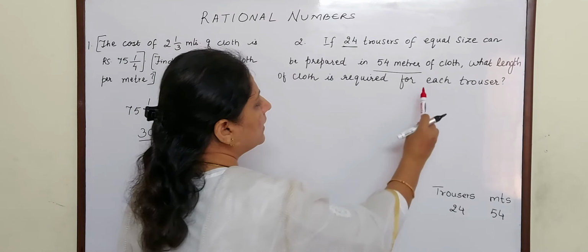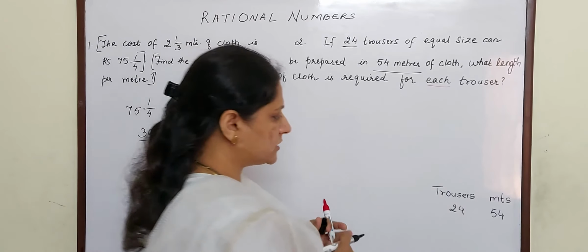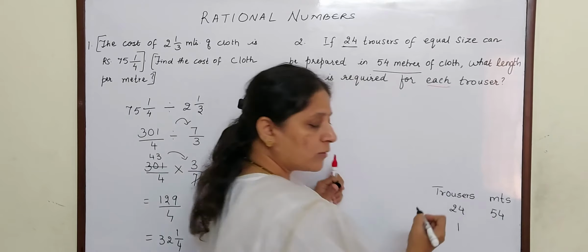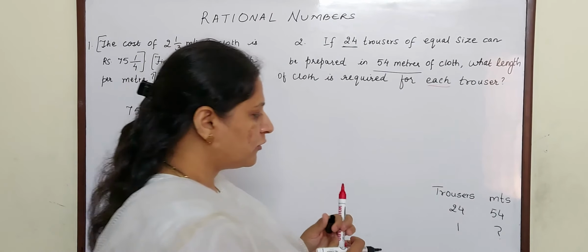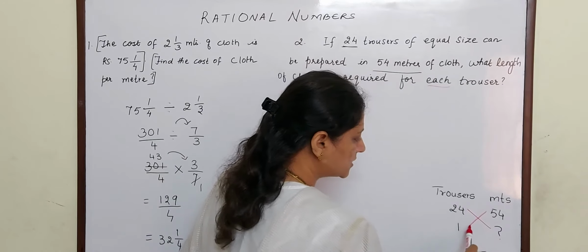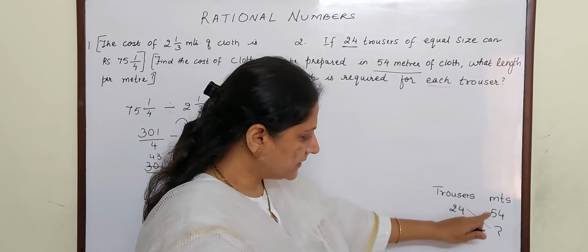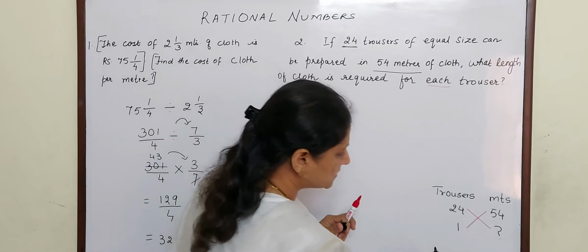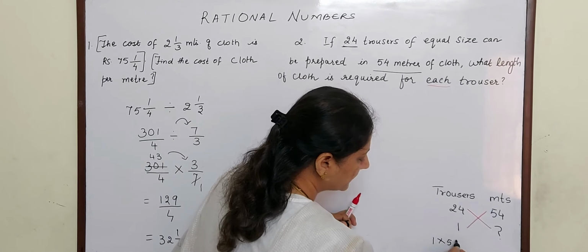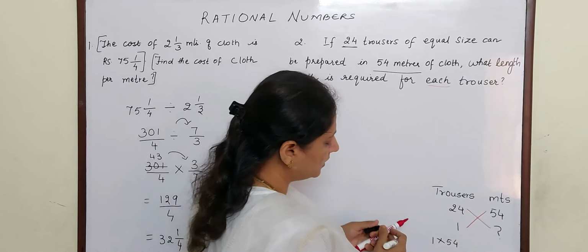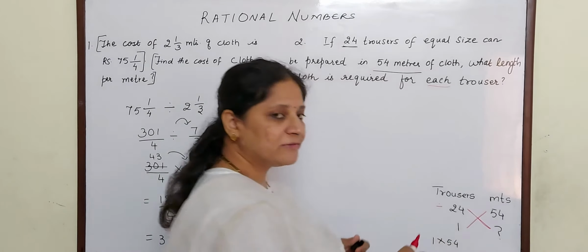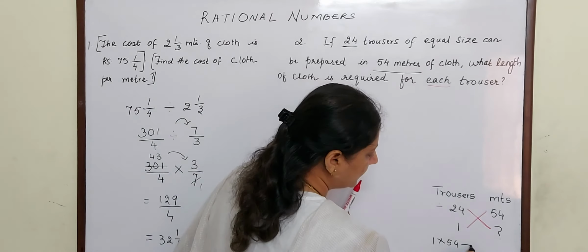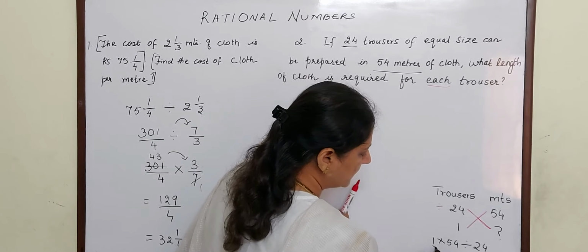What length is required for each trouser? Each trouser means for one trouser, what is the length of cloth required. So what will we do? We will do cross multiply, and this diagonal is having two numbers. So that is 1 into 54. And what is the number which is left alone? Because this diagonal is having only one number, that is 24. So we will divide that. So divided by 24. So any number multiplied by 1 is the number itself.